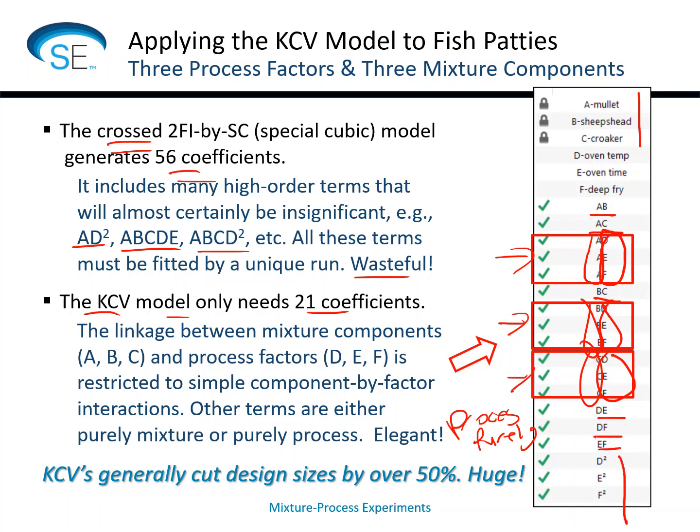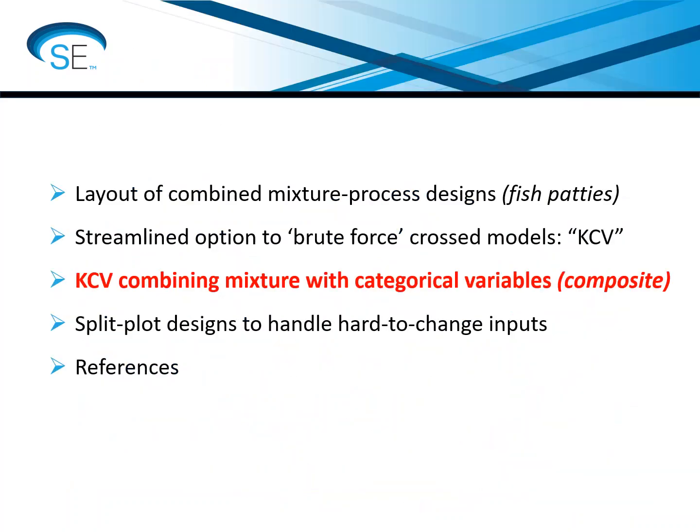Then these squared terms are called quadratic terms, and they'll give you the nonlinear factor behavior from that. So it's a very interesting model. It's kind of a hybrid. But generally, it cuts the design size down by 50%. Wow, that's huge. But it still works.